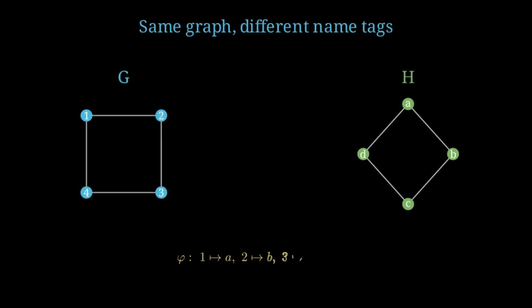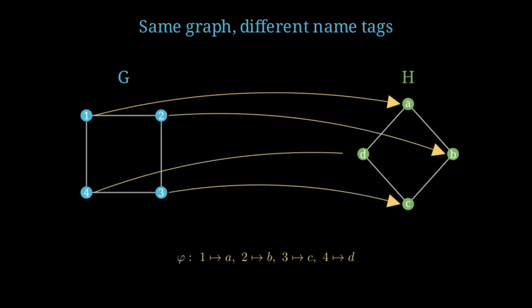Now we define a mapping. 1 maps to A, 2 maps to B, 3 maps to C, and 4 maps to D. This mapping is a bijection, meaning every vertex is matched uniquely with another vertex. Notice that every edge is preserved under this relabeling. So even though the drawings look different, the underlying graph structure is the same. That means the two graphs are isomorphic.